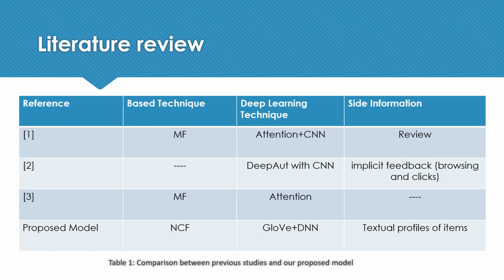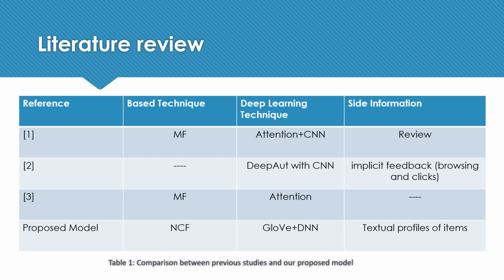The following table offers a clear comparison between previous studies and our proposed model in terms of techniques used. The majority of studies use matrix factorization as a basic technique. For deep learning techniques, the first study uses attention mechanism and convolutional neural network for enhanced user feature extraction. The second study introduces deep autoencoder with CNN for improved user and item feature acquisition from implicit feedback. The third study uses attention mechanism.